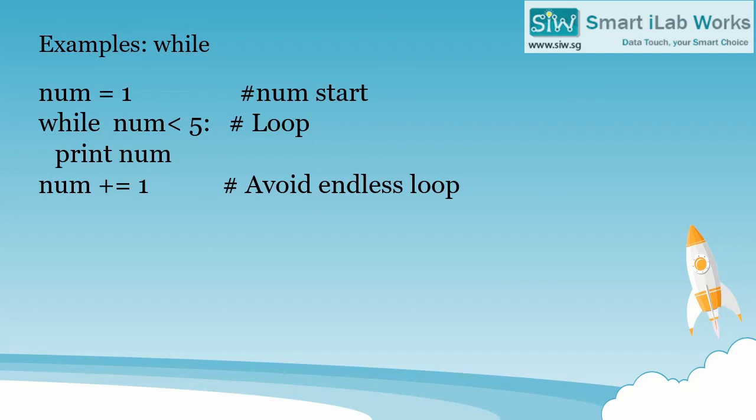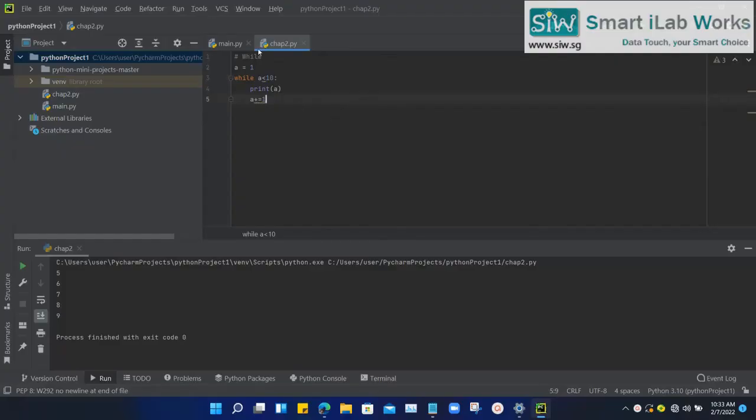Okay, next one is the while loop. In this while loop, you can see first I initiate the condition like num equal to 1, and while is a condition, the loop starts here, checking whether the given value is lesser or greater than whatever the condition is. If the condition is satisfied, then the loop runs. If the condition is not satisfied, the loop will stop.